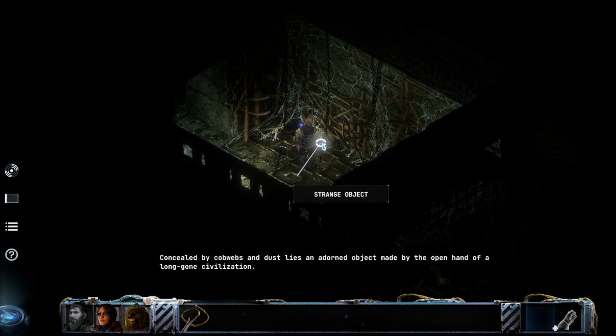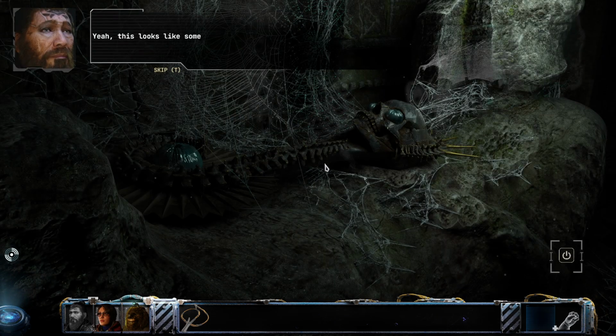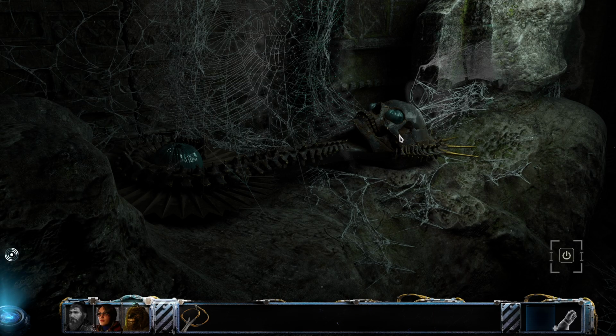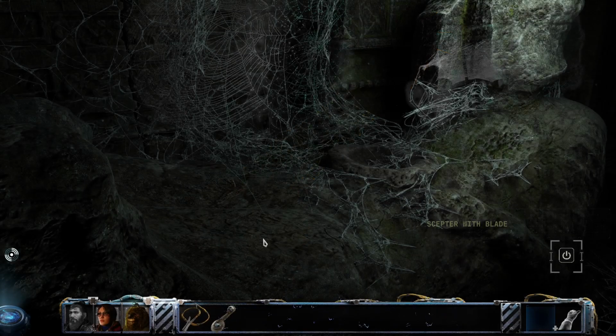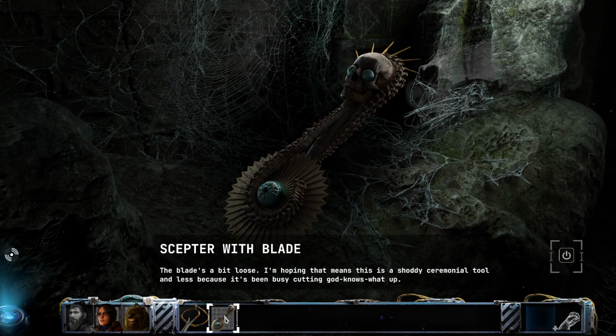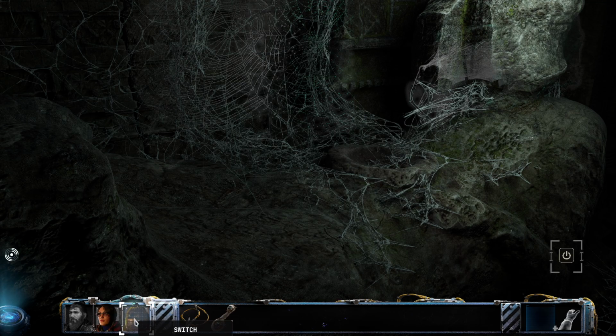Concealed by cobwebs and dust lies an adorned object made by the open hand of a long-gone civilization. Yeah. This looks like something I want to carry around. I mean, it is kind of rad. And the blade's a bit loose. I'm hoping that means this is a shoddy ceremonial tool, and less because it's been busy cutting God knows what up. What does Moses have to say about this beautiful treasure of ours?